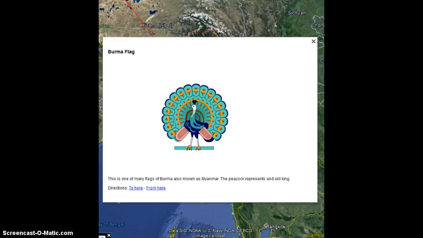Here's one more, the flag of Burma, also known as Myanmar. I thought this was a very unusual flag. The peacock represents an old king, and this was another country that changed their flag many times. But here we are again, not a lot of description, and this is an example of something you don't want.